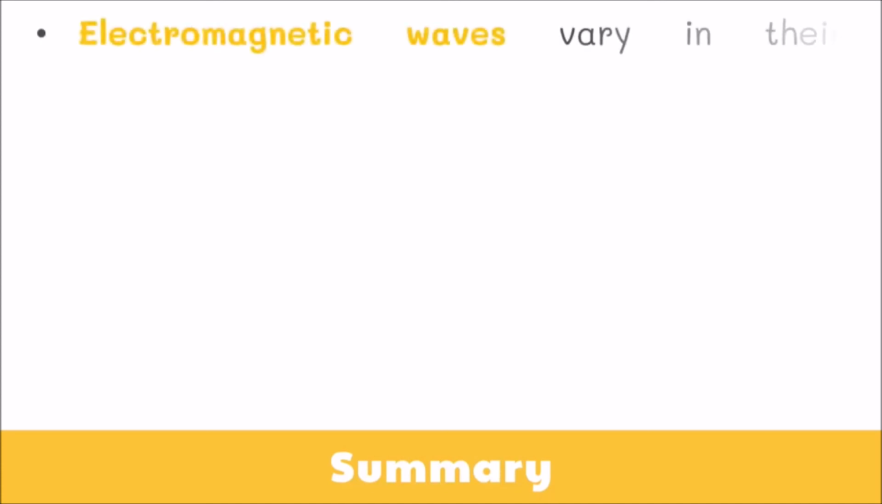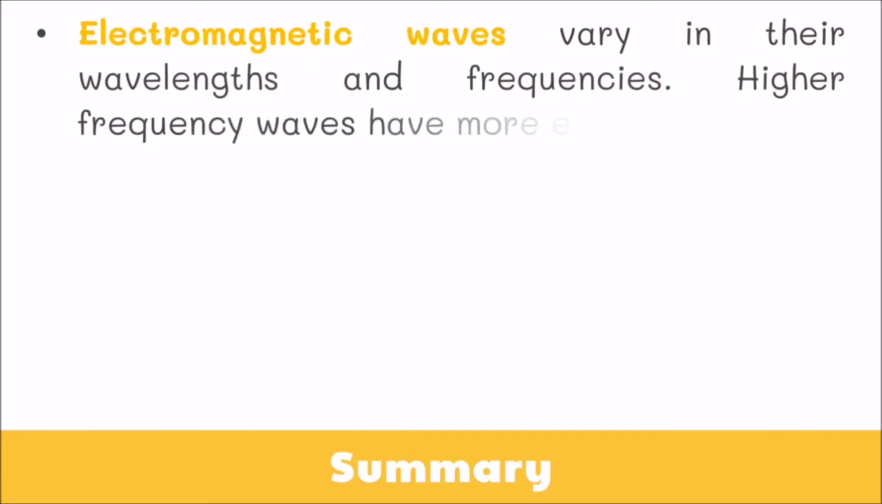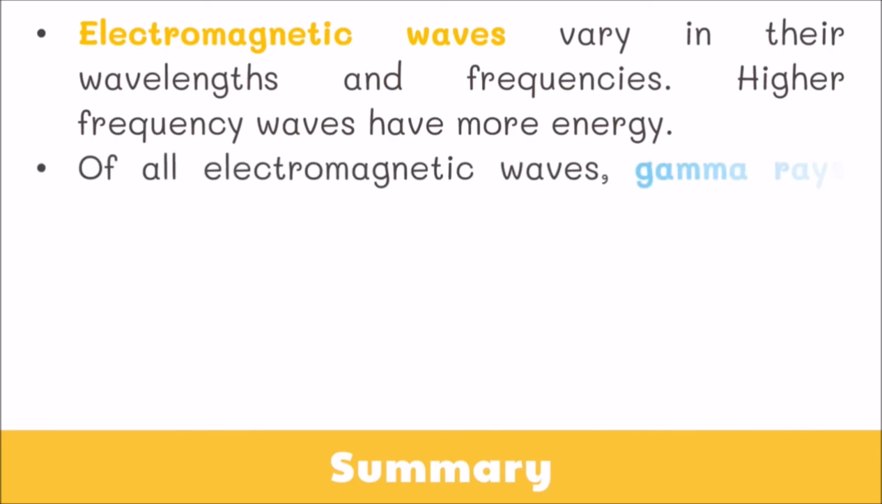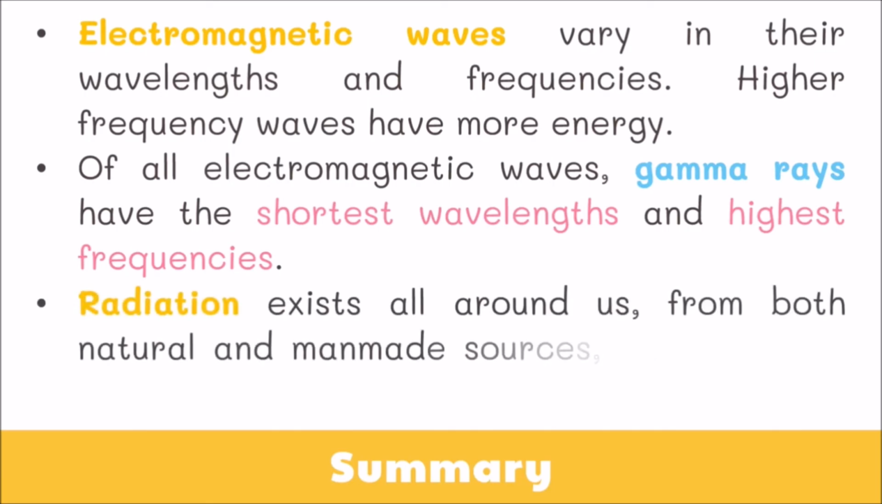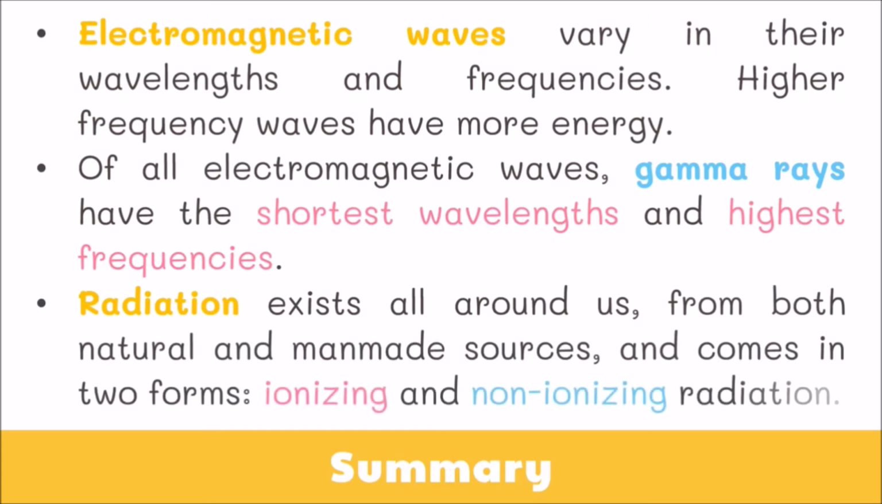Here's a quick recap. Electromagnetic waves vary in their wavelengths and frequencies. Higher frequency waves have more energy. Of all electromagnetic waves, gamma rays have the shortest wavelengths and highest frequencies. Because of their very high frequencies, gamma rays have more energy than any other electromagnetic wave. Radiation exists all around us, from both natural and man-made sources, and comes in two forms: ionizing and non-ionizing radiation.